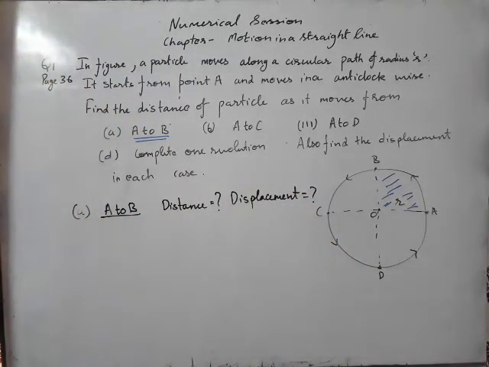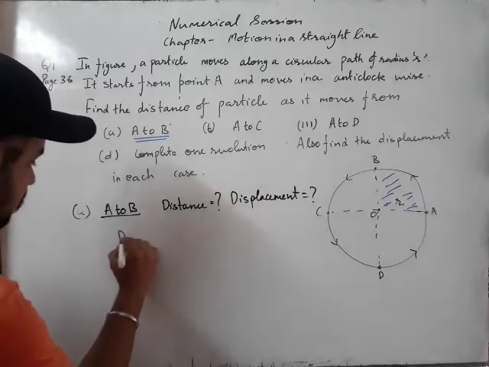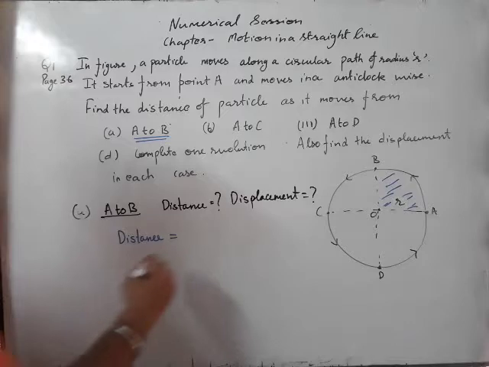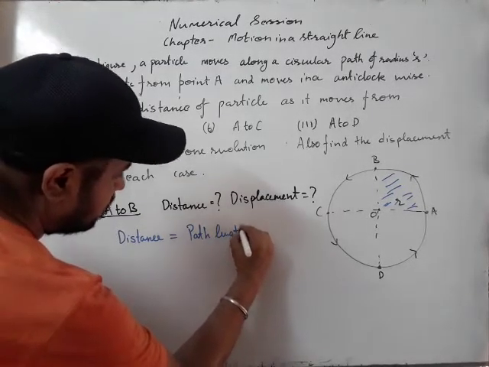These two could have the same value or different values, but in the question given to us they will hold different values. Let us see how they differ. Firstly we have to find distance. Distance is the path length.